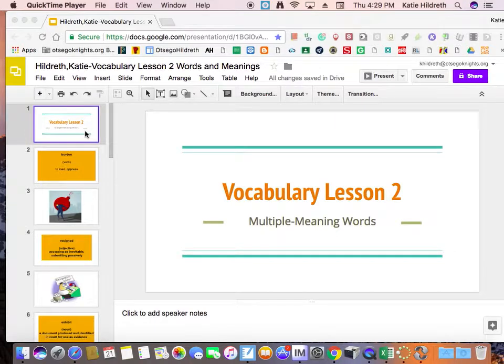So we're going to start with our vocabulary lesson 2 words and meanings slideshow. We've already done this once, so if you remember, you're going to listen to the video and you're going to make your chart in your notebook, and you're going to write the word, the part of speech, and the definition. Okay, so we're going to start with our first word for today.